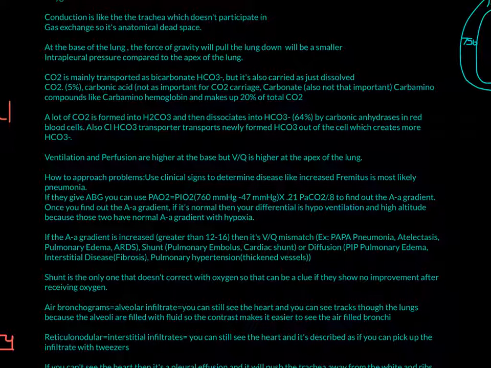So a lot of the CO2 is formed into H2CO3, and then it dissociates into HCO3 minus, which is bicarbonate. And this is around 64% of all CO2 carried in the blood. And so how is this formed though? This is formed by carbonic anhydrase, and this is found in red blood cells. Also, there's an HCO3 transporter for red blood cells, and so the newly formed HCO3 is pumped out of the cell, which creates more HCO3. So this is important for creating a buffer in your blood.